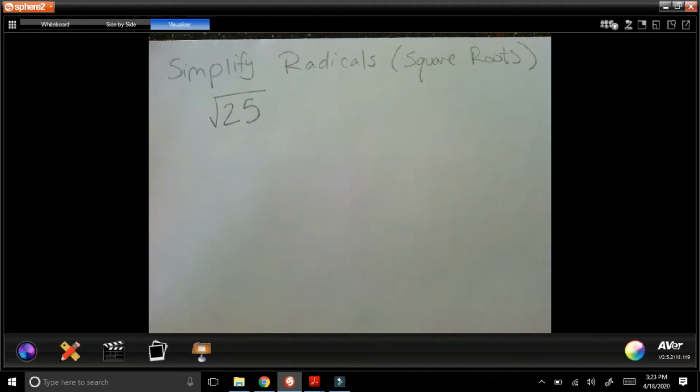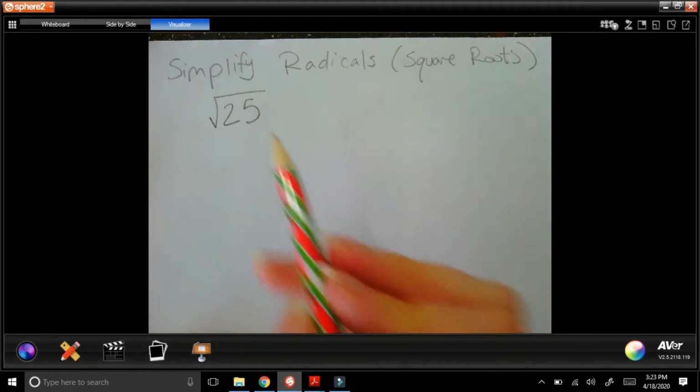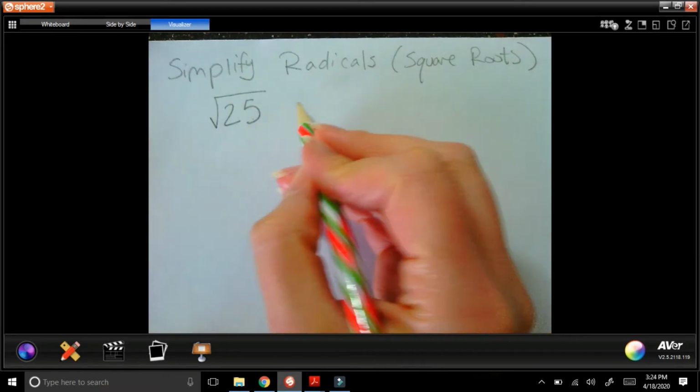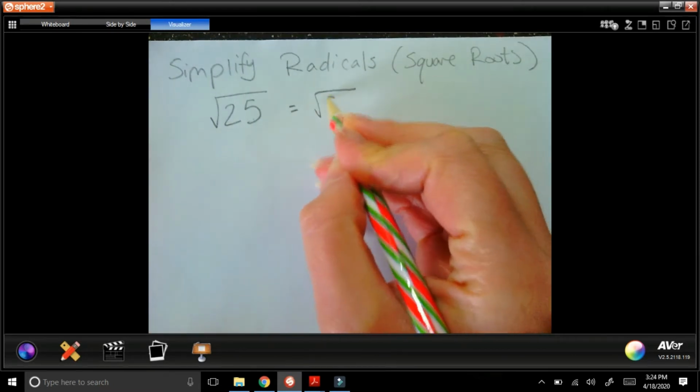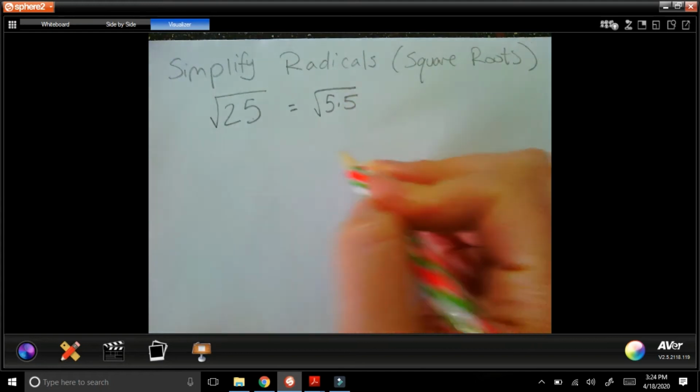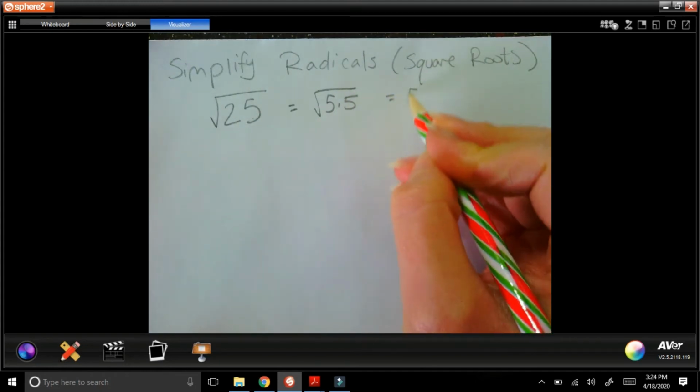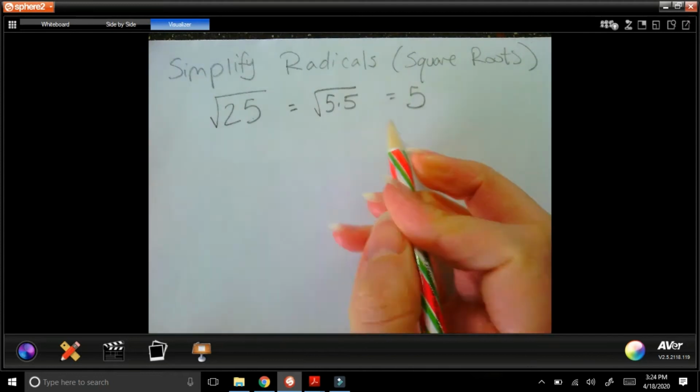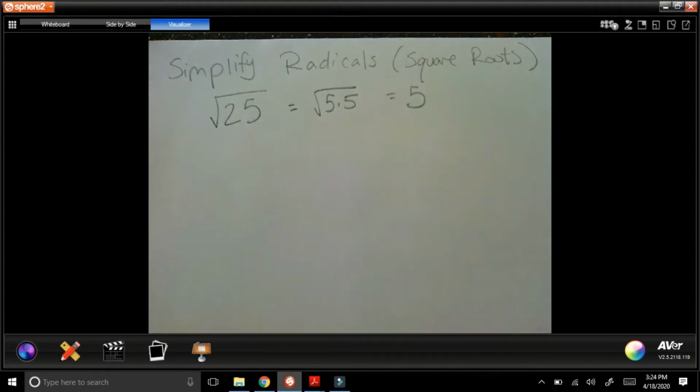So we'll start with an easy one that is a perfect square. The square root of 25. 25 is the same thing as 5 times 5. So the square root of 25 is simply 5. And you can get this one on your calculator.